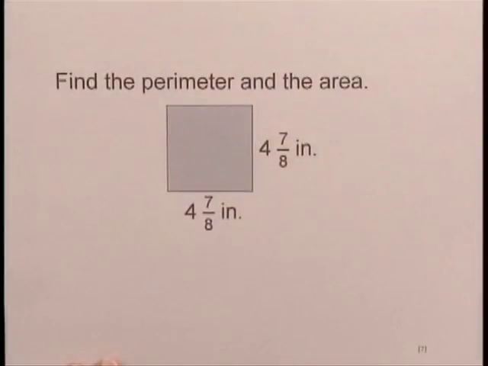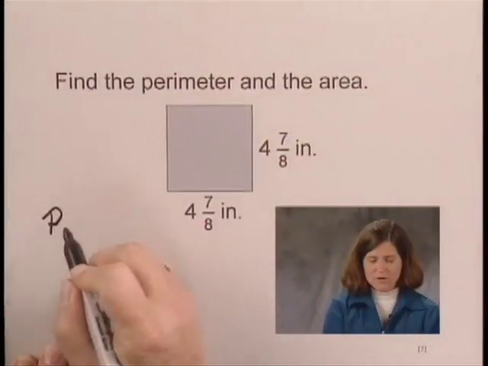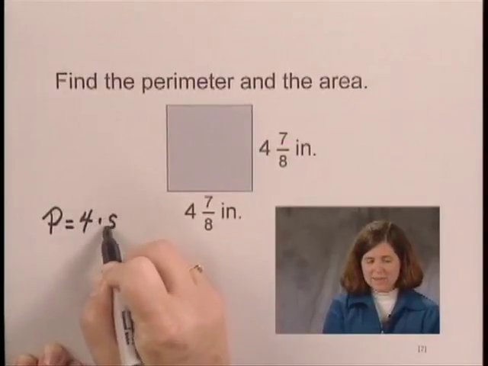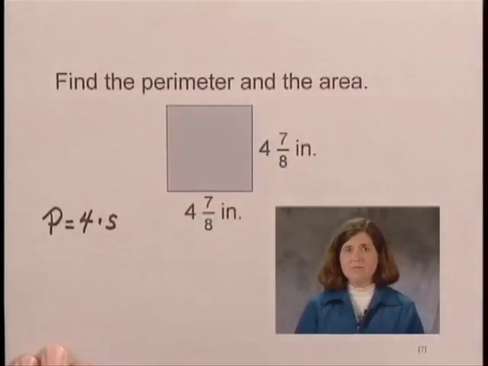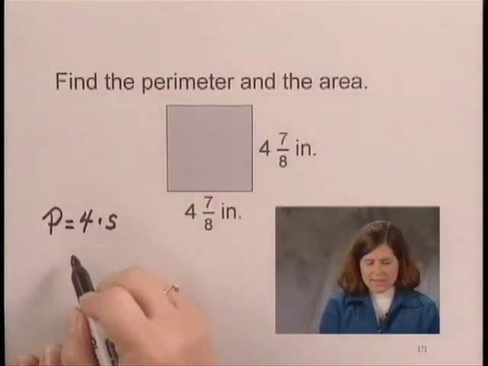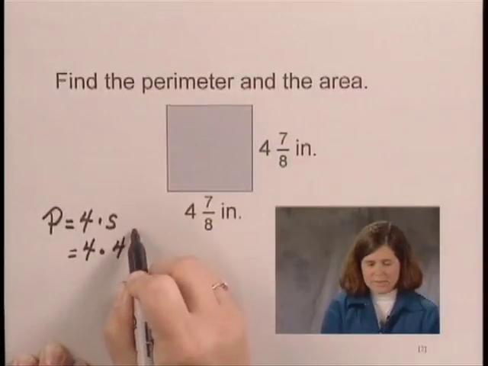Let's find the perimeter and the area of the square with all four sides of length 4 7/8 inches. We'll begin by finding the perimeter, and we will start by writing the formula for the perimeter of a square, which is 4 times s, where s is the length of a side of the square. We substitute 4 7/8 for s, which gives us 4 times 4 7/8.